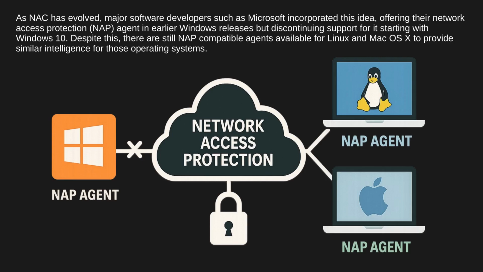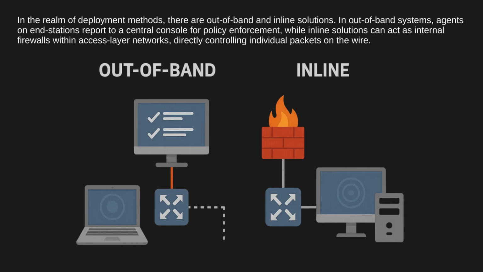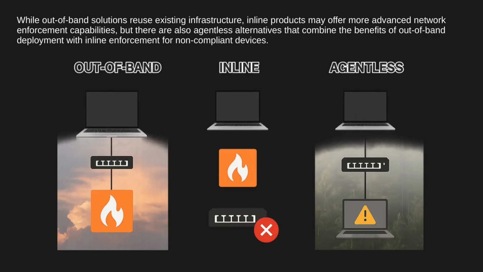operating systems. In the realm of deployment methods, there are out-of-band and inline solutions. In out-of-band systems, agents on end stations report to a central console for policy enforcement, while inline solutions can act as internal firewalls within access layer networks, directly controlling individual packets on the wire. While out-of-band solutions reuse existing infrastructure, inline products may offer more advanced network enforcement capabilities, but there are also agentless alternatives that combine the benefits of out-of-band deployment with inline enforcement for non-compliant devices.